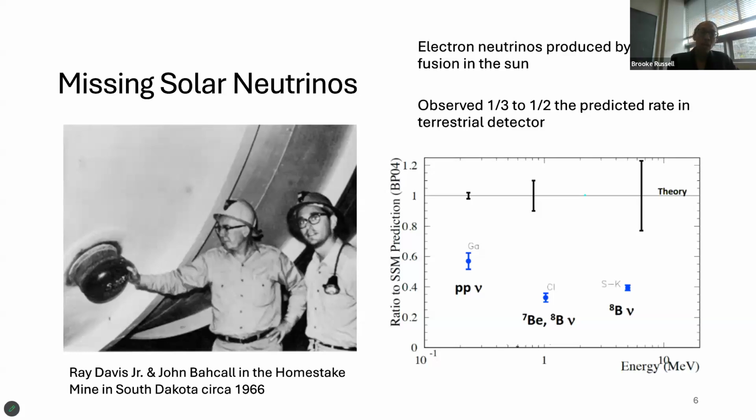cycles in the sun. And John Bahcall was a theorist who very meticulously and carefully derived our prediction on solar neutrinos that we should expect to measure at Earth. And for decades, there persisted a stark disagreement between measurement and theory. And this was the so-called solar neutrino problem.